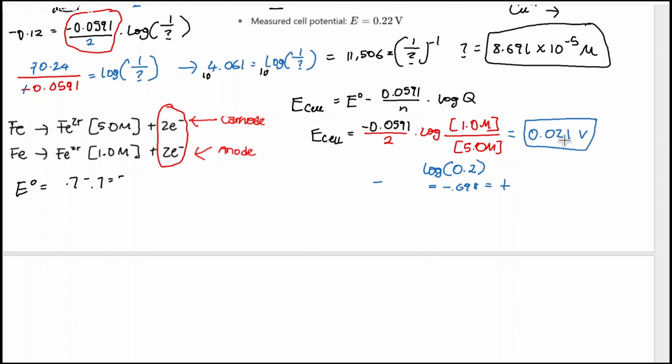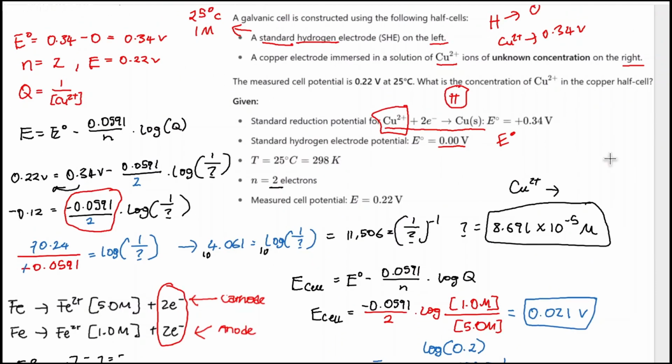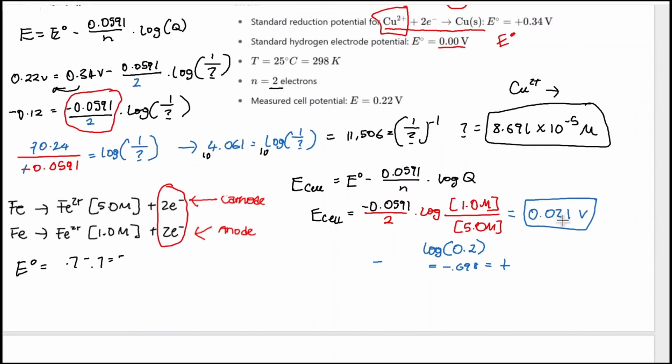And see how it's a lot less than the other volts. Like other volts, we have 0.34 or 0.22, but over here we have 0.021. So same element cells aren't as efficient. Even if the concentrations are vastly different, it's just not as efficient, but there's still a little bit of energy transfer.